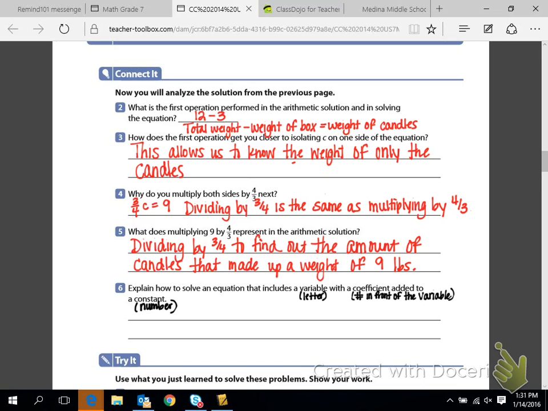So in our problem that we are looking at, 3/4 C plus 3 equals 12, we are talking about 3/4 being our coefficient, C being our variable, and 3 being our constant.